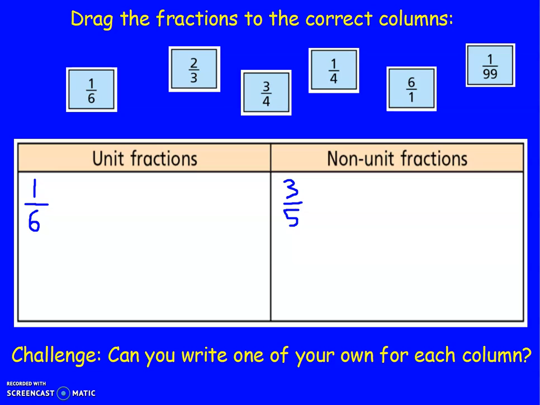Pause the video now and have a go at putting the rest into the right column. Put them here if you think they're unit fractions or here if you think they're non-unit fractions. When you've done that, why not challenge yourself? See if you can write one of your own fractions for each column. So pause the video now and off you go.